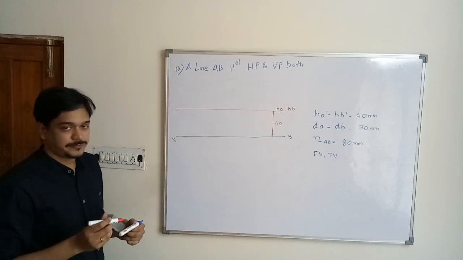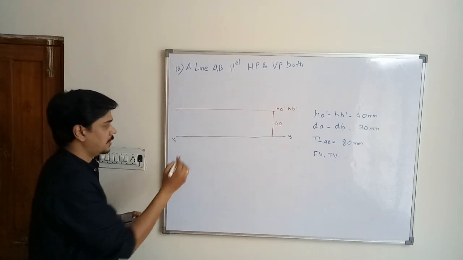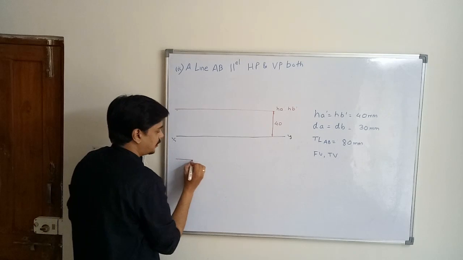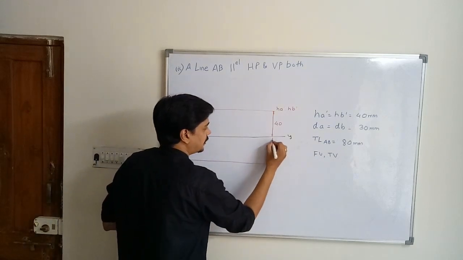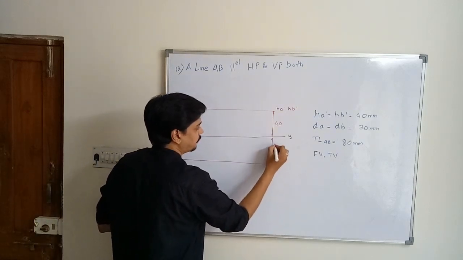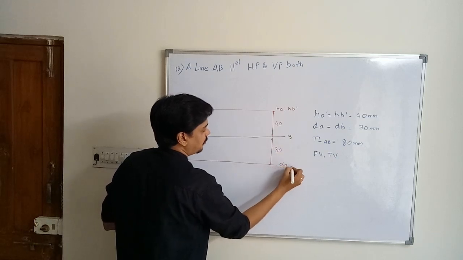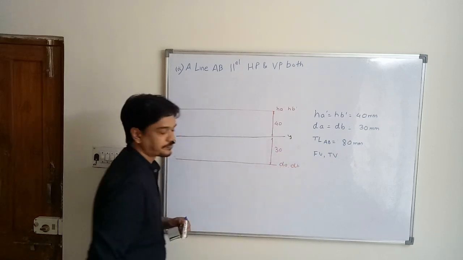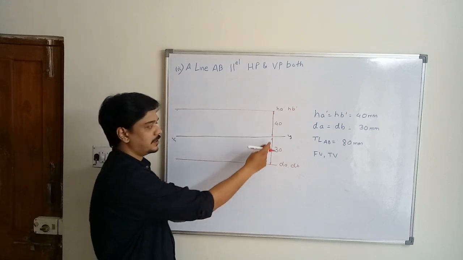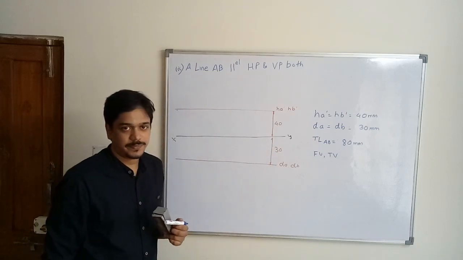Similarly, you have to draw depths. So depth is 30 mm. So from here, depth indicates the in front of vertical plane distance. So this is 30. This is depth of A, comma depth of B, indicating the in front of vertical plane distance.